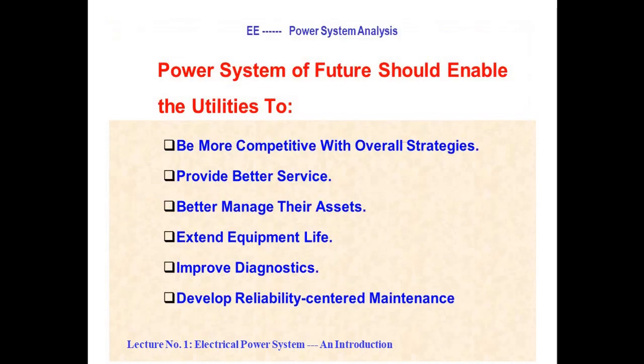And what we require from the power system is to be more competitive with overall strategies. Obviously, when we make a comparison of our current system and see what the positive and negative parts of this are, then we expect and try to make our system better in the future. So it may provide better service, it should better manage the assets, it should extend the equipment life, should improve the diagnostics, and develop reliability centered maintenance. So all the flaws that you see in our current system are expected to be covered in our future power system.